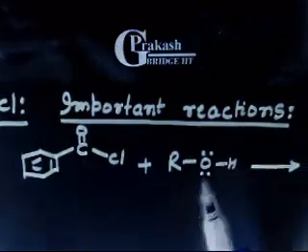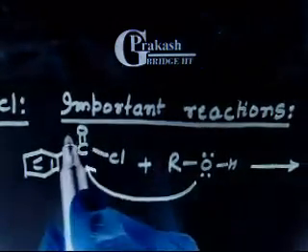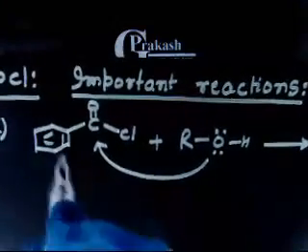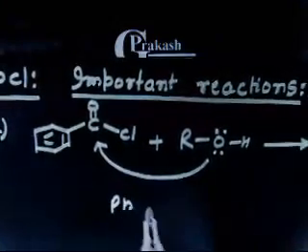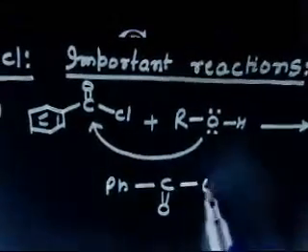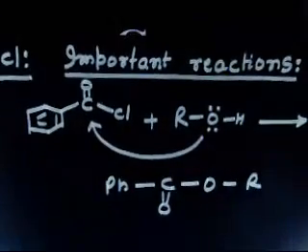This lone pair of oxygen will attack on this carbon, and this opens up, returns back, and this Cl goes. So in that case what will happen? You will have Ph this side, and this side you will have the CO group attached, and then you will have OR. H plus will also be lost. So this will be the product in this case.